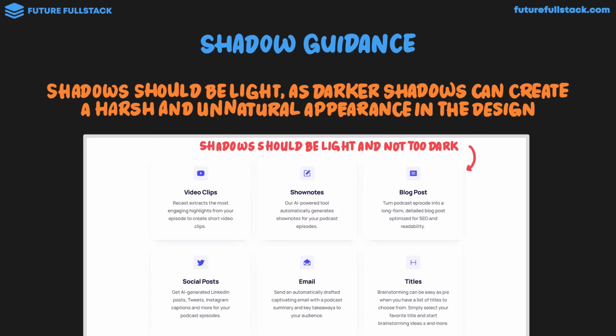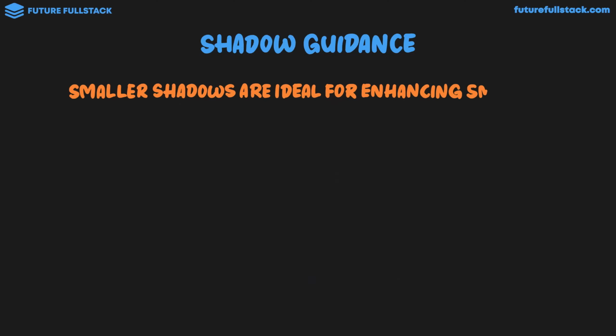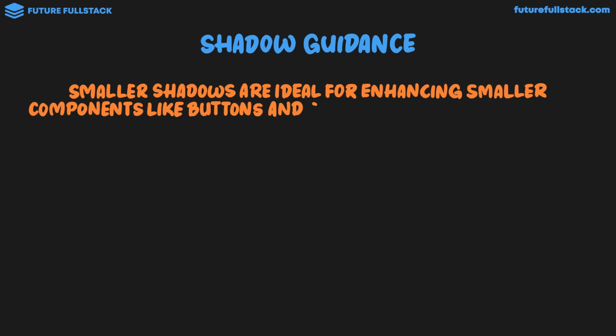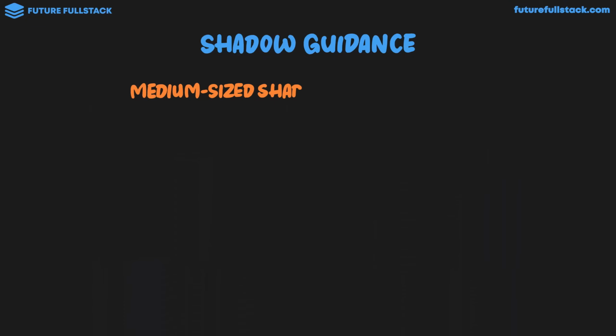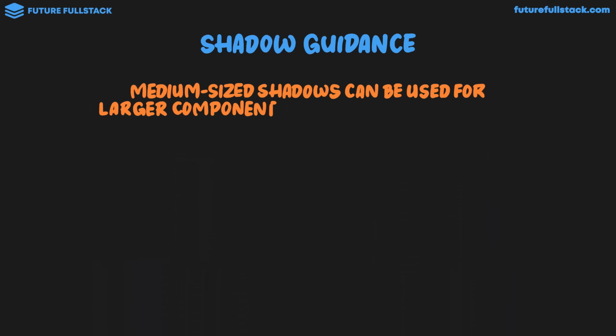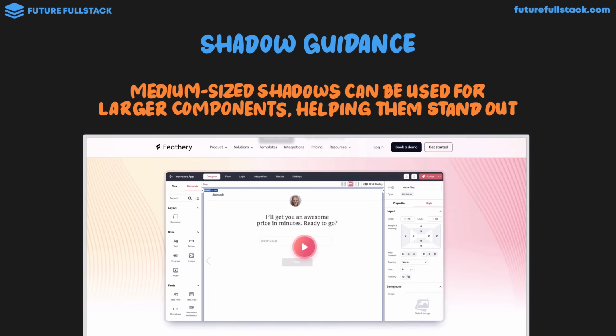Let's now talk about the sizes of shadows. Smaller shadows are ideal for enhancing smaller components like buttons and cards, which add subtle depth. Looking at this page over here, this card has a small shadow which helps create a subtle depth. Medium-sized shadows can be used for larger components, helping them stand out. Looking at this web page over here, this main image has a medium-sized shadow, helping it pop a bit more.